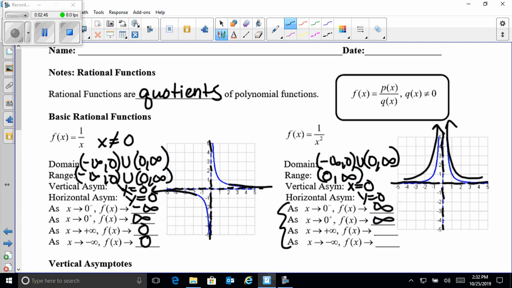Then as x approaches positive infinity, so coming down here, we are approaching 0. And as x approaches negative infinity, here, our function is going to 0.